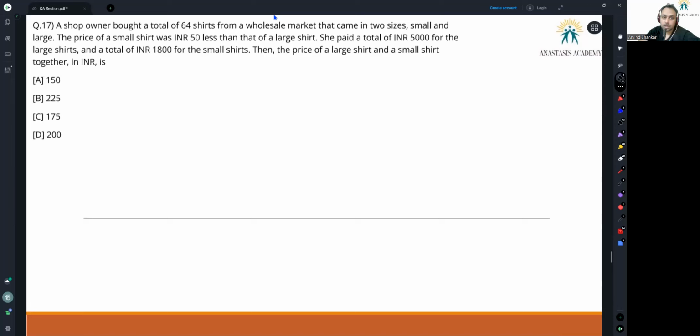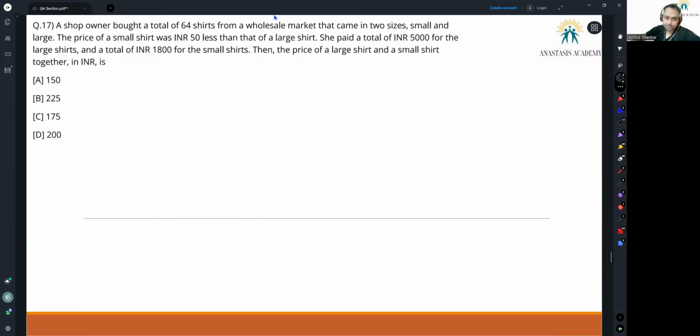Okay. A shop owner brought a total of 64 shirts from a wholesale market that came in 2 sizes, small and large. The price of the small shirt was 50 less than that of a large shirt. She paid a total of 5,000 for the large shirts and a total of 1,800 for the small shirts. Then the price of the large shirt and the small shirt together in INR is.